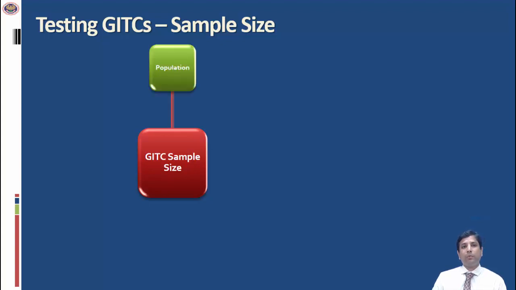So we need to understand what is the population. What is the size of the population? For example, how many program changes have happened during the year? If our audit period is April to March, then it is likely that there could be hundreds of changes in the programs.